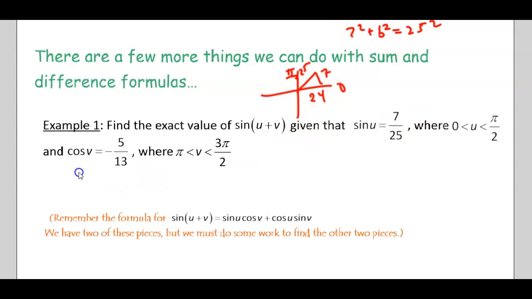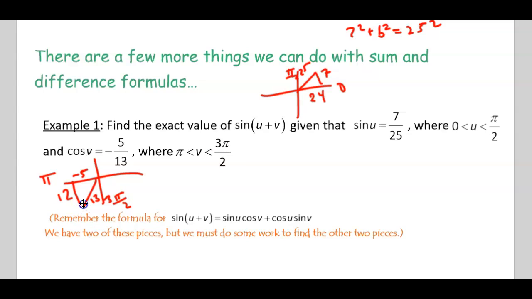And then it says cosine of v is -5/13, and v is between pi and 3 pi over 2. So here's pi, here's 3 pi over 2, so this triangle is in the third quadrant. Cosine is -5/13. Using the Pythagorean theorem, -5 squared is 25, 13 squared is 169. 169 minus 25 is 144, and the square root of 144 is 12.